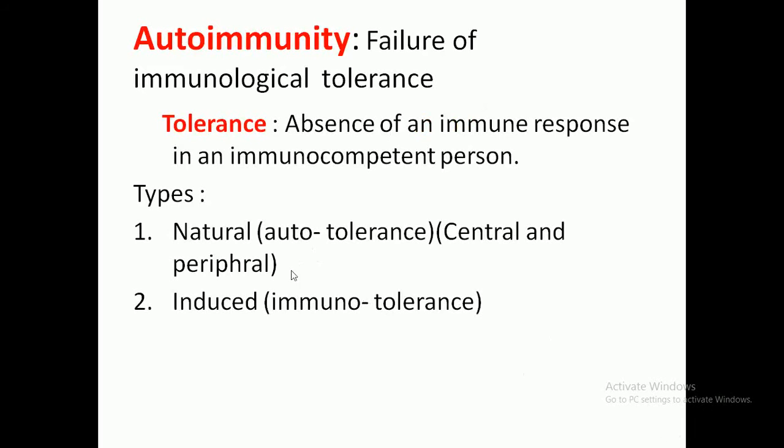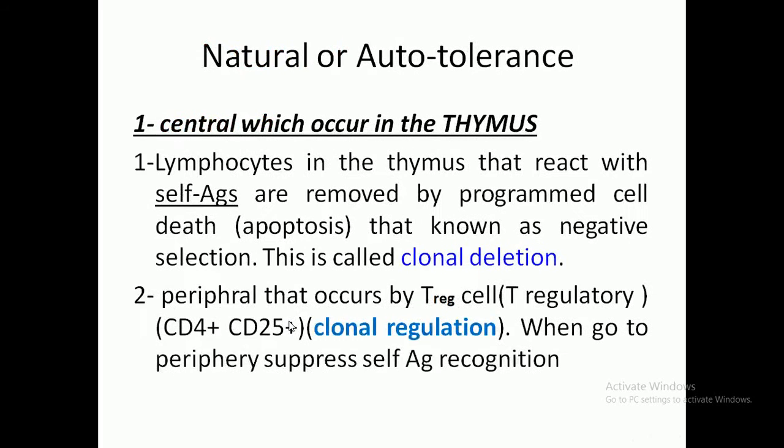Autoimmunity can be defined as failure of immunological tolerance. So the definition of autoimmunity is failure of immunological tolerance. What is tolerance? Tolerance is absence of the immune response in an immunocompetent person. And this is of two types: natural, which is autotolerance, central and peripheral, and induced, which is also called immune tolerance.